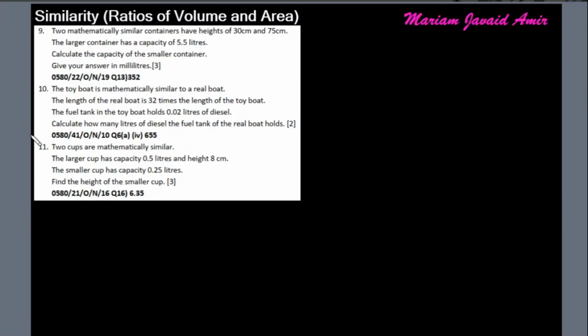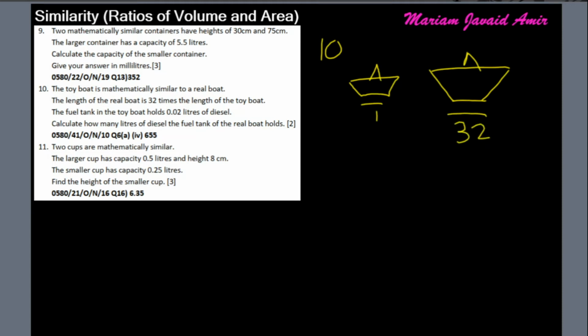Okay. Question number 10. Toy boat is mathematically similar to a real boat. The length of the real boat is 32 times the length of the toy boat. Okay. So if we have a toy boat and we have a real boat that are both mathematically similar, then the real boat's length is 32 times bigger. So if this length is 1, then this length will be 32.